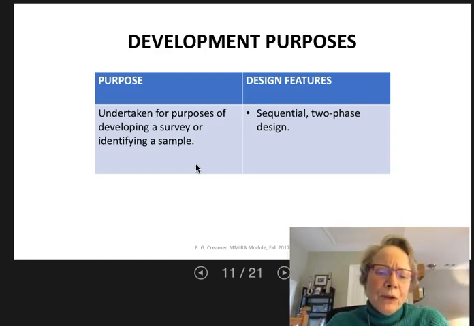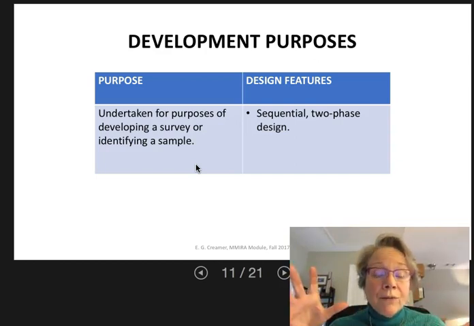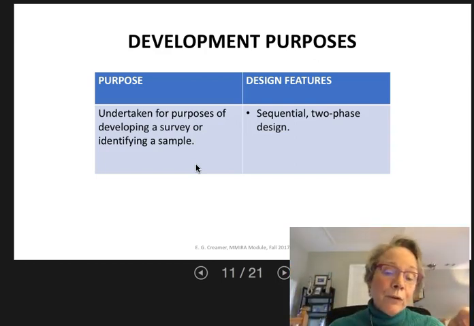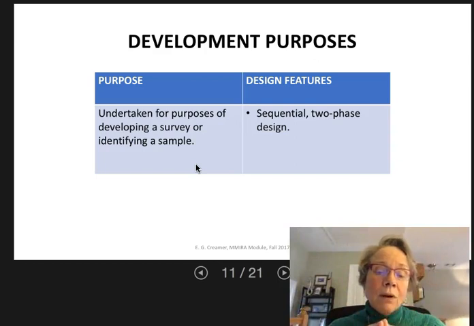And I picked this one to talk about. Some disciplines only use it. But I picked it mostly because I love my example, to tell you the truth. There's a really cute example of the development design. I mentioned that it's always two-phase, that you couldn't do the second phase without the first phase, and that's why it's called sequential.